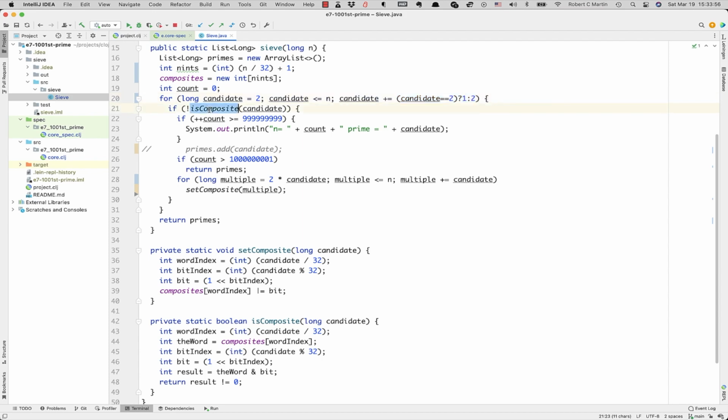And then, of course, if it's not a composite, then it must be prime. And this is where we say, okay, count it. And if that count is greater than or equal to 999999999, then start printing. And we're going to print the prime and the count of the prime so that we know what the billionth is. And then once it gets up to 1,000,001, we'll stop printing it. So that should print like 3 primes.